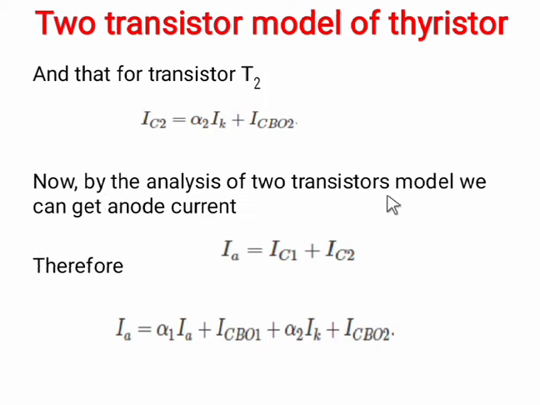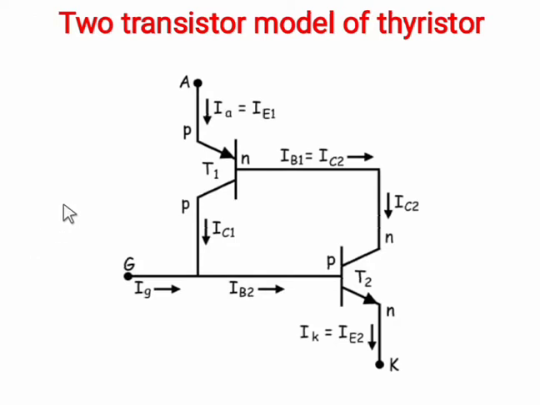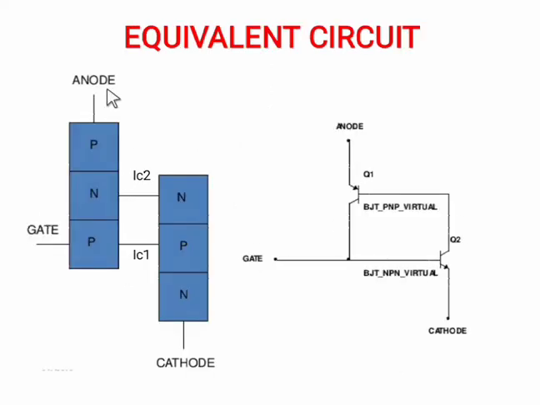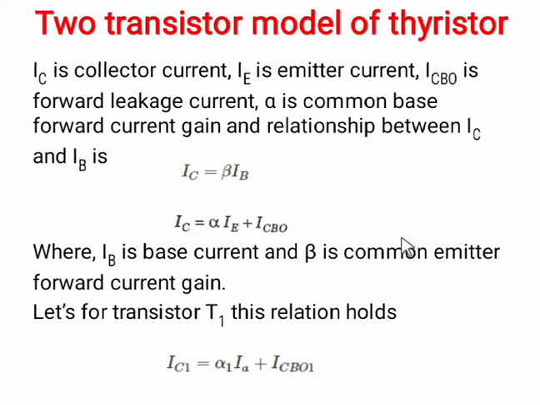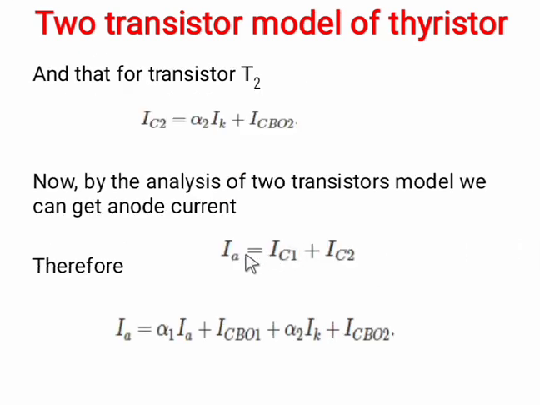Now by analyzing the two-transistor model we can get the anode current IA. This current IA consists of two currents, IC1 plus IC2. So we get IA equal to IC1 plus IC2. We substitute the values of IC1 and IC2 from these equations, and we get IA equal to alpha 1 IA plus ICBO1 plus alpha 2 IK plus ICBO2.